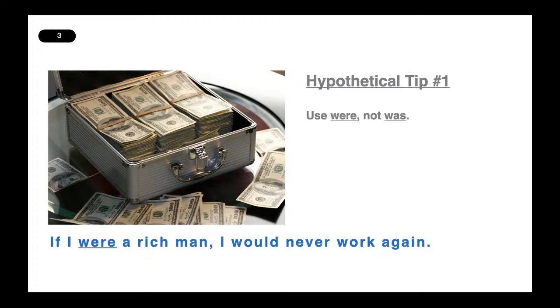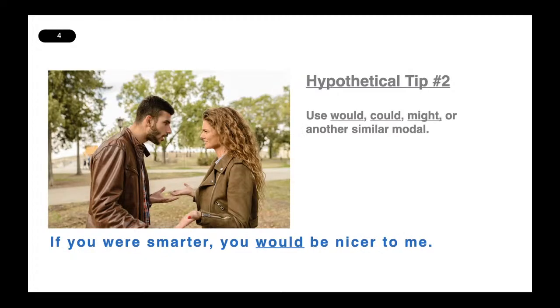So if I were a rich man, I would never work again. This is my first hypothetical tip. Use were, not was. It's a pretty easy one to remember, I think. The next is, of course, I mentioned this before, use would, could, might, or another similar modal.